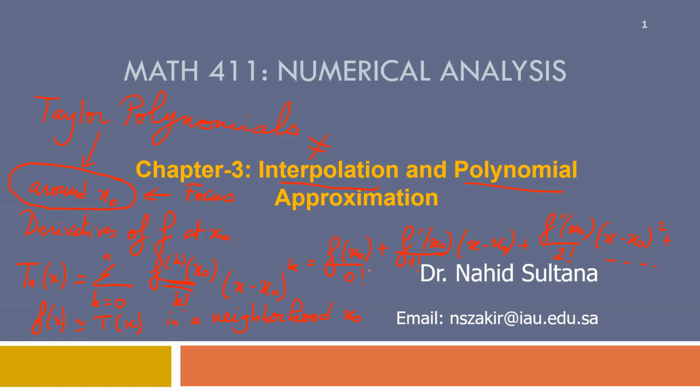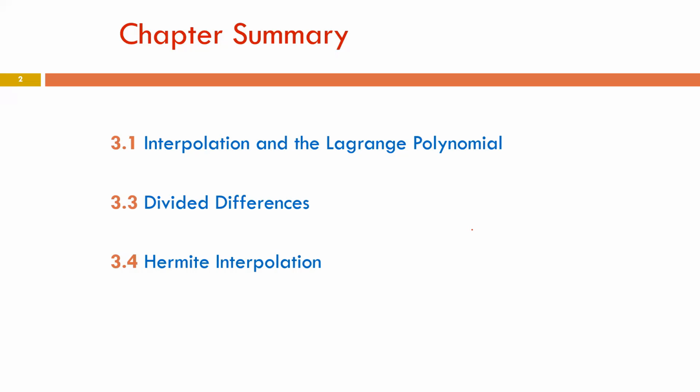This is a reminder of Taylor polynomials. What about interpolation polynomials, which is the topic of this lecture? We'll introduce these polynomials, and we'll introduce several methods to determine them, of different types: Lagrange, divided difference, and Hermite interpolation. Of course, there are other types of interpolation polynomials, but we'll stick to these 3 cases in this course. Okay, let's start.